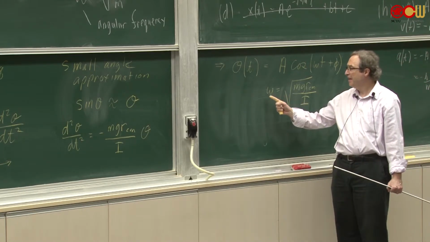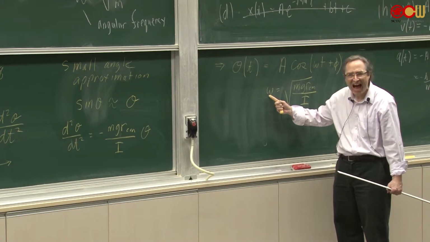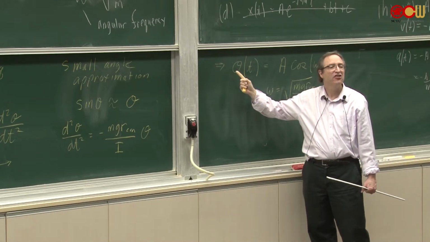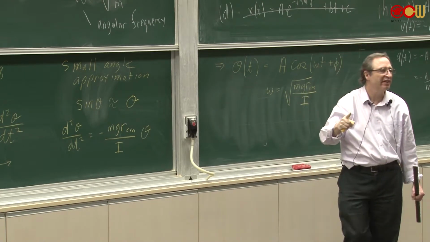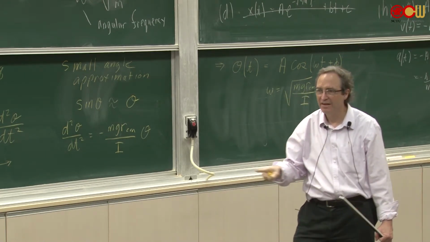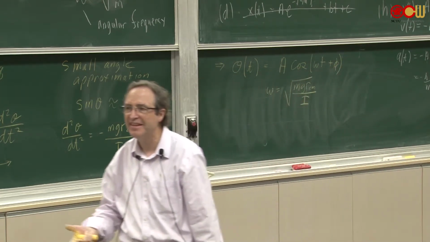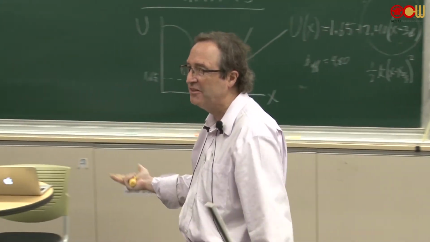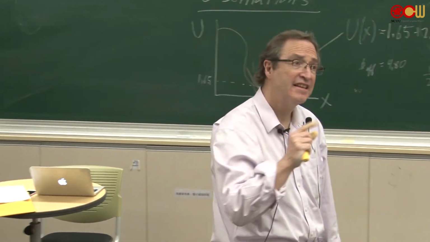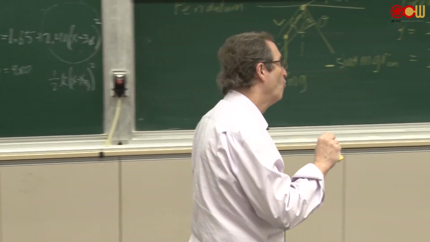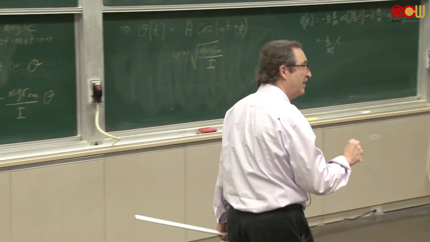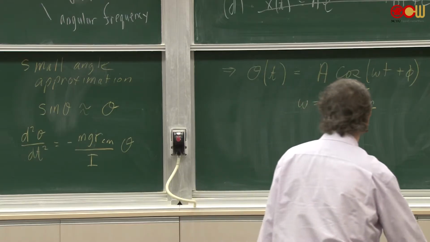Notice omega is not d theta dt. The angular velocity actually depends on time. The angular frequency is just a number. Okay, so don't confuse d theta dt with omega. They're different things. All right?